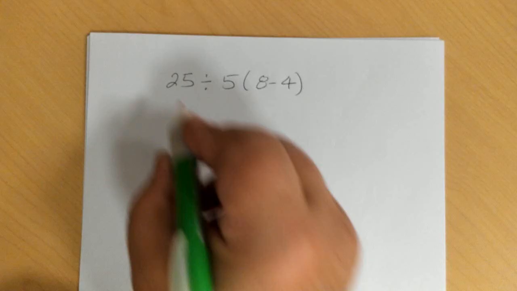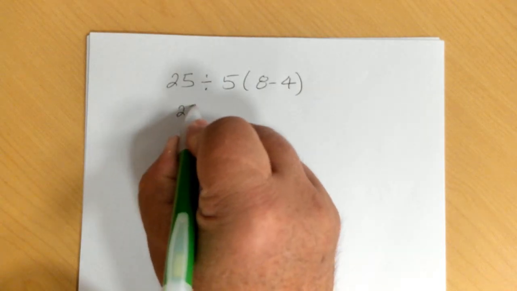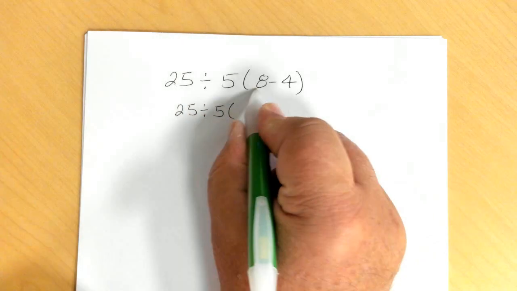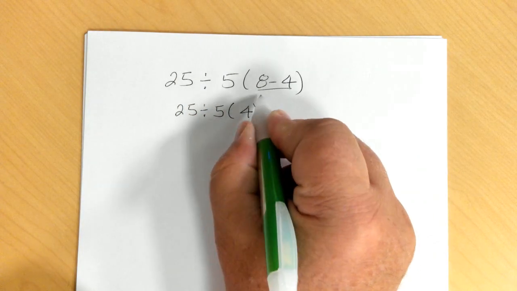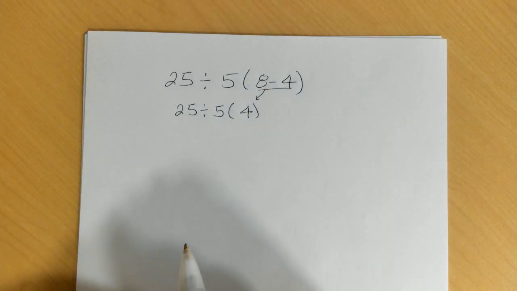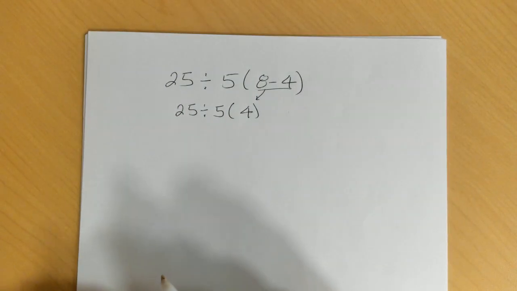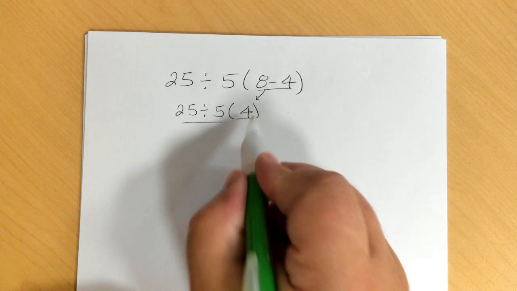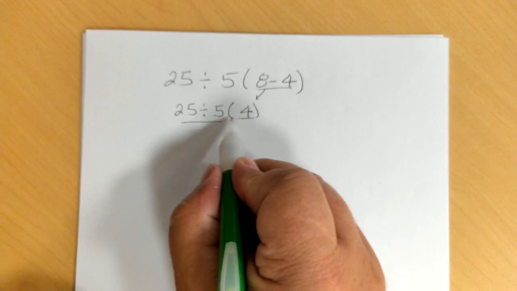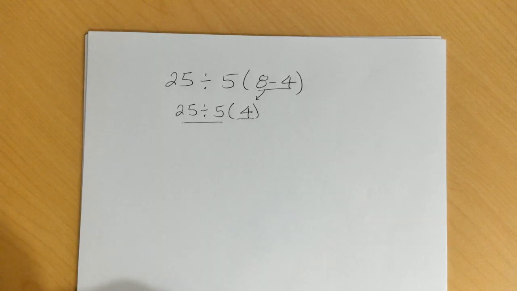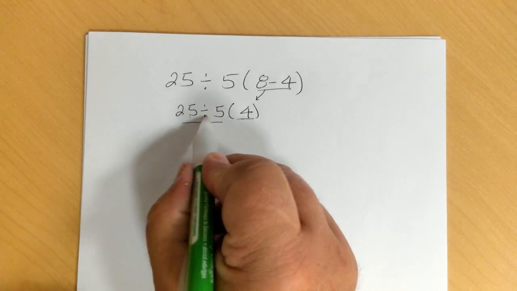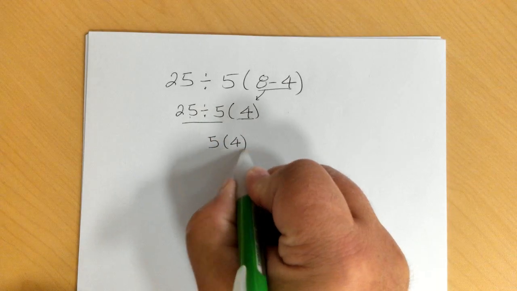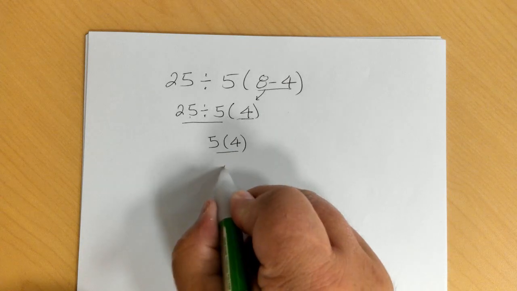First thing I do is what? Eight minus four is four. Next step. Divide. You can't do anything inside the parentheses, so we read left to right. Since multiplication and division are the same level of importance, you read left to right. 25 divided by 5 is? 5 times 4 is 20.